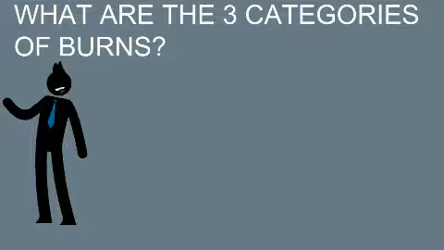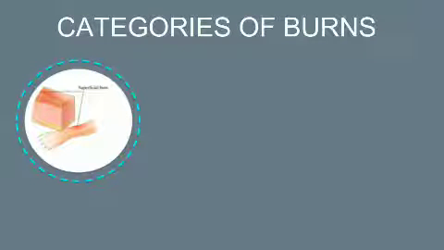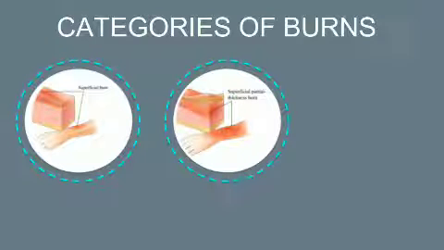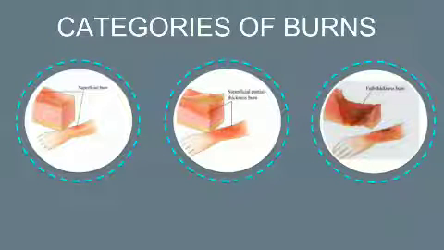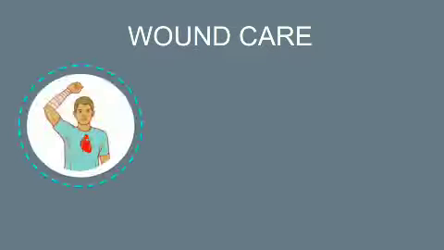What are the 3 categories of burns? Superficial burns only affect the epidermis and the skin is red and painful, but does not have blisters. Partial thickness burns are painful and cause blistering. Full thickness burns affect all layers of the skin and are white, brown, or black as the skin is dead. These burns are painless.